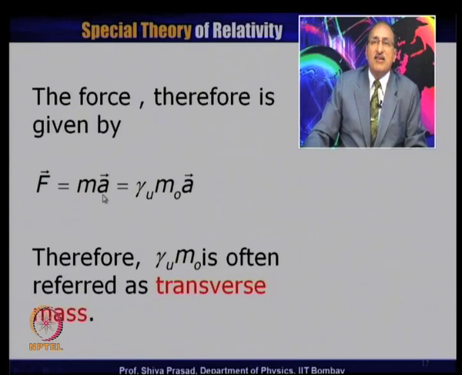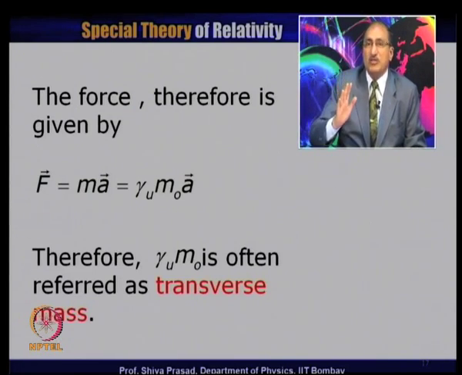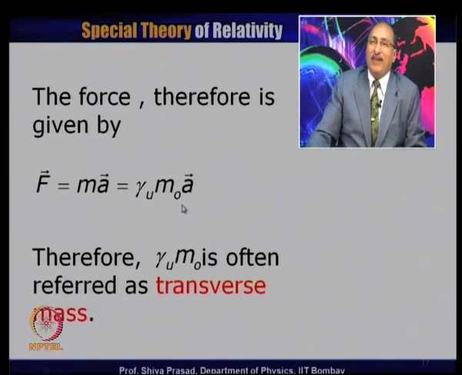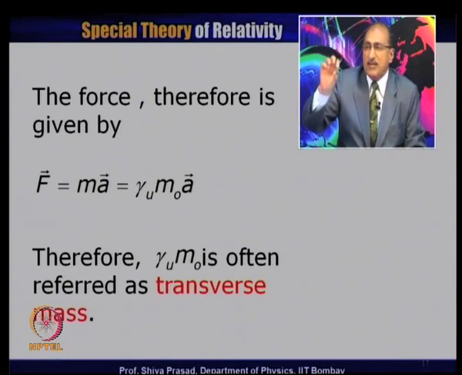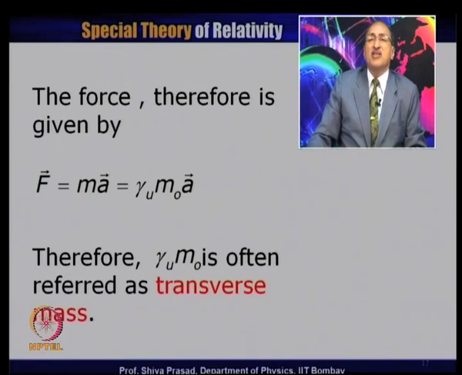Of course, m, as we have said, is a velocity dependent mass, so it must be written as gamma u times m naught a. This could have been one of the definitions of force. In principle, this definition of force is applicable only when force is perpendicular to the direction of u. In that case, f is indeed given by gamma u m naught a. This gamma u m naught is called the transverse mass, because we can write force equal to mass into acceleration with this mass only when the force is applied perpendicular to the direction of the velocity of the particle. Therefore, many times it is termed a transverse mass.